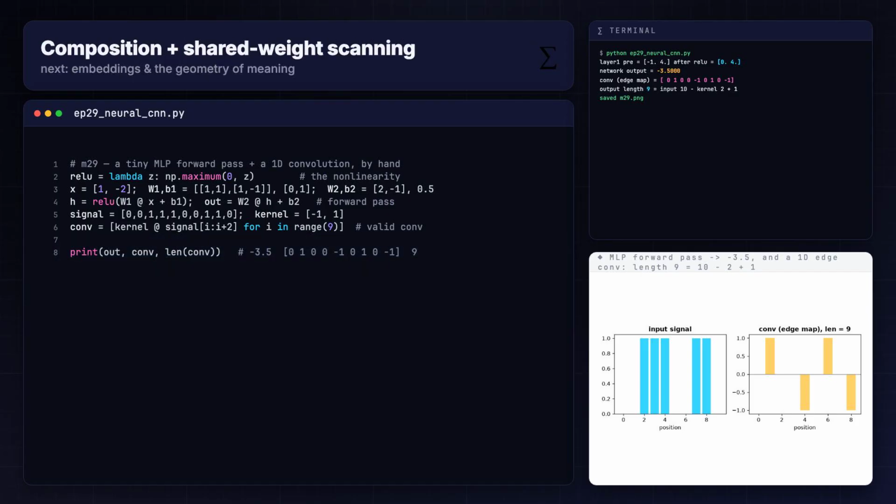So a network is composition and convolution is shared weight scanning. Next episode, we look at what those vectors flowing through actually mean: embeddings, and the geometry of meaning.